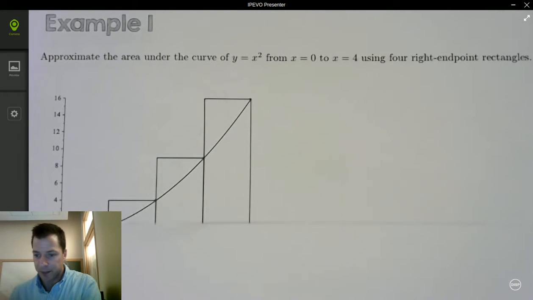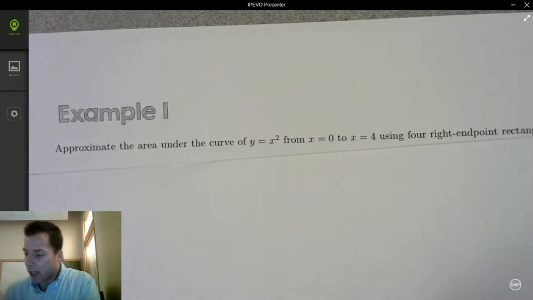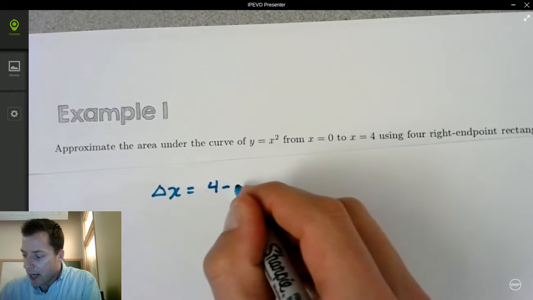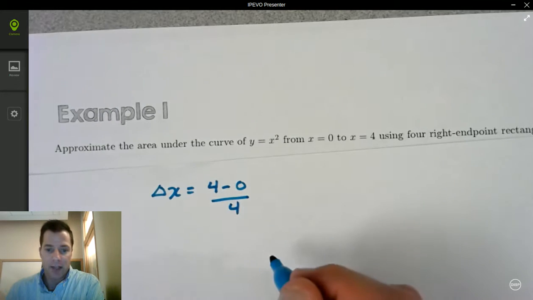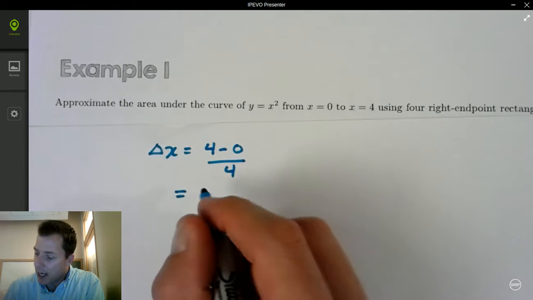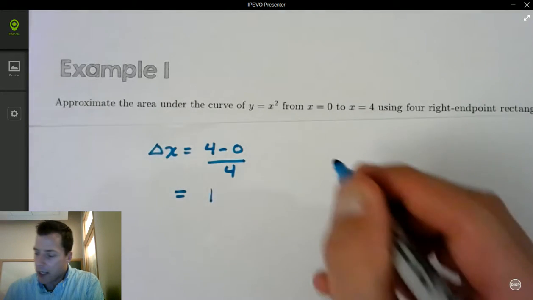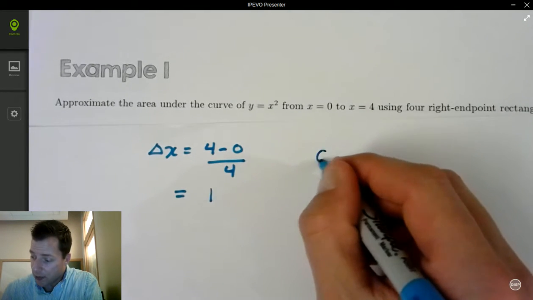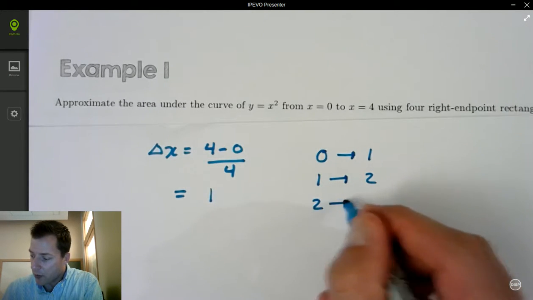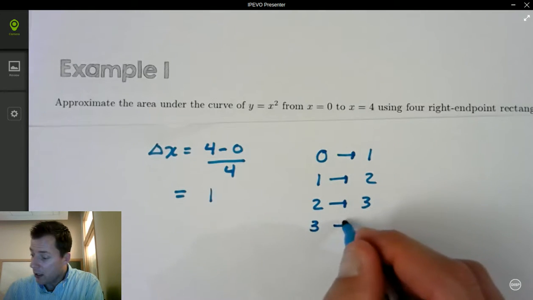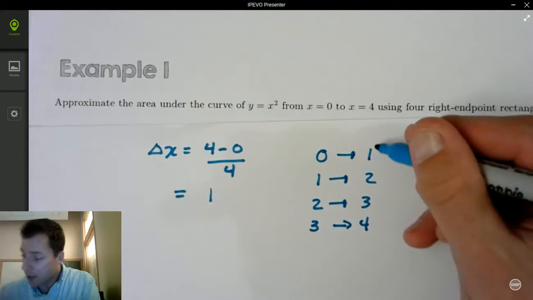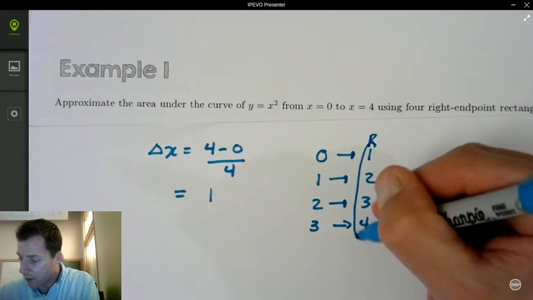Okay, so watch. So we're going to have delta x. That's that width of each rectangle, b minus a over n. N is 4. So we're going to go ahead and have 1 as our width. That means when I set up my interval, I started from 0. I'm going to 1, 1 to 2, 2 to 3, and 3 to 4. Before I used these for my left, now I'm going to be using these for my right, these 4 values.